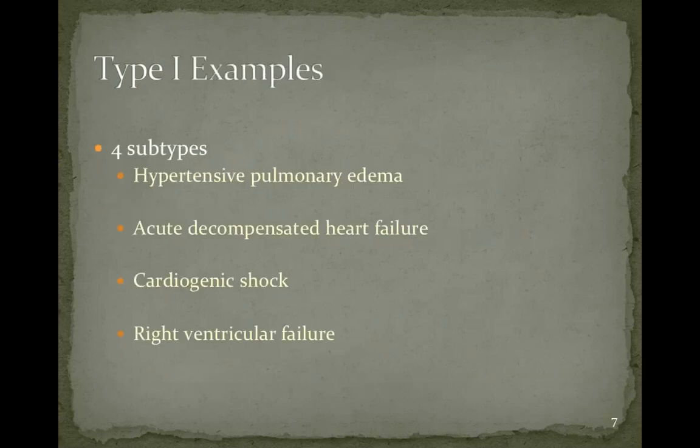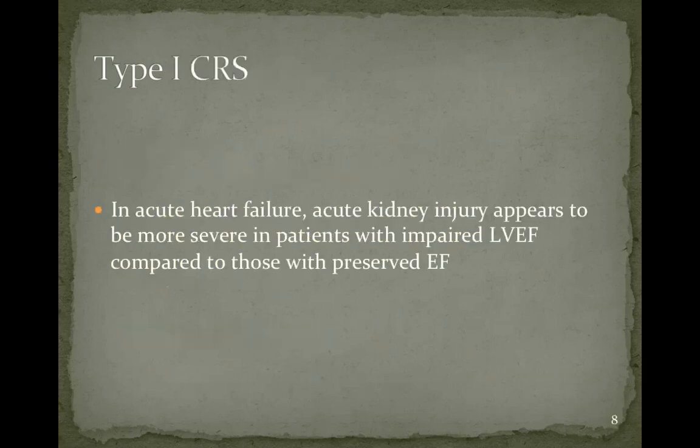So the general consensus is that there are 4 different subtypes of the type 1 acute cardiorenal syndrome. One is hypertensive pulmonary edema, 2 is acute decompensated heart failure, 3 is cardiogenic shock, and 4 is right ventricular failure. Type 1 cardiorenal syndrome is really determined as acute heart failure with acute kidney injury appearing. It becomes more severe in patients with impaired left ventricular ejection fraction compared to those with preserved ejection fraction.